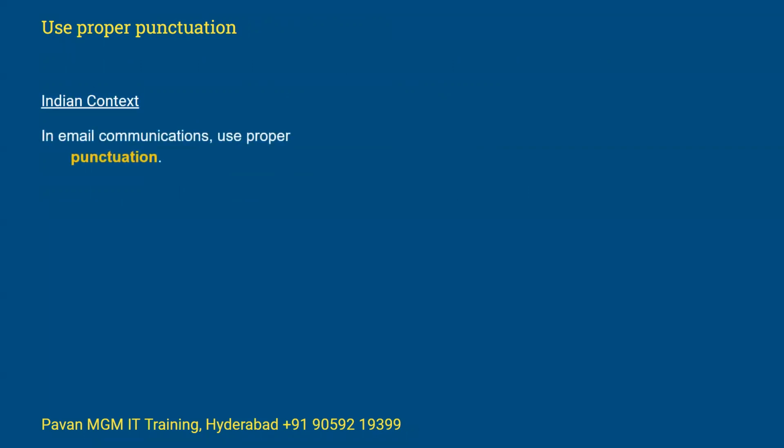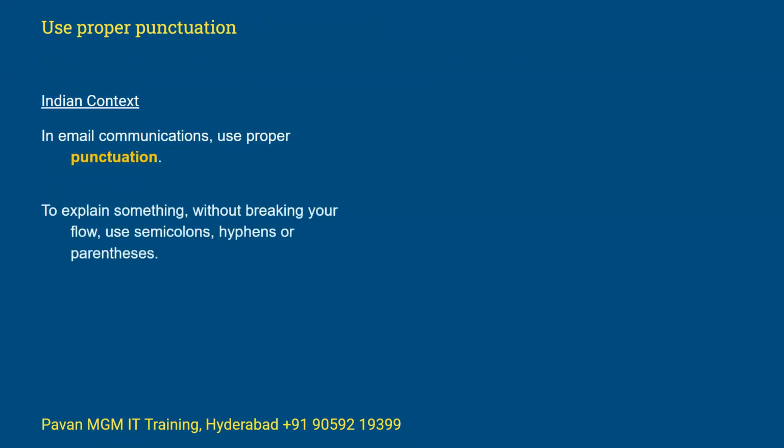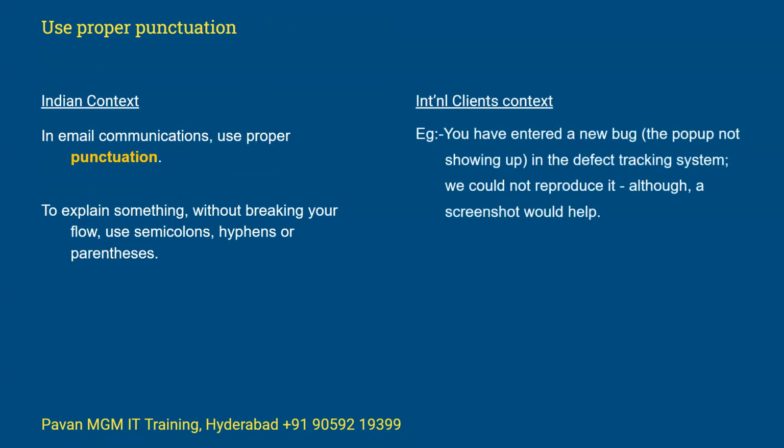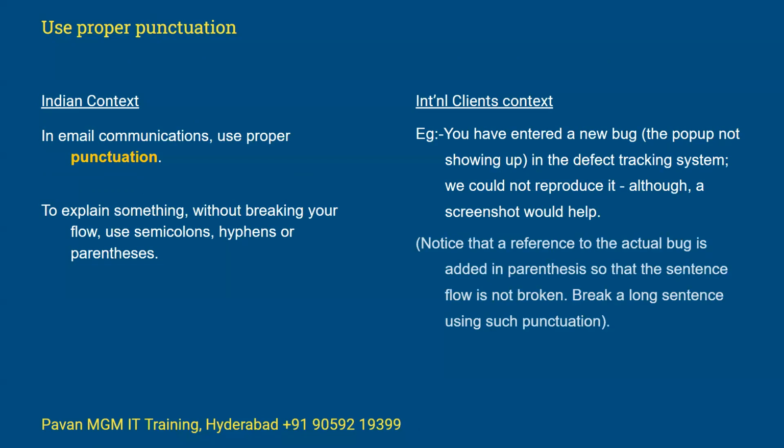In the Indian context, in email communications, use proper punctuation to explain something without breaking your flow. Use semicolons, hyphens, or parentheses. Clear? I listed some examples here. You have entered a new bug, the pop-up not showing up in the defect tracking system. We could not reproduce it, although a screenshot would help. Notice here that a reference to the actual bug is added in the parentheses.